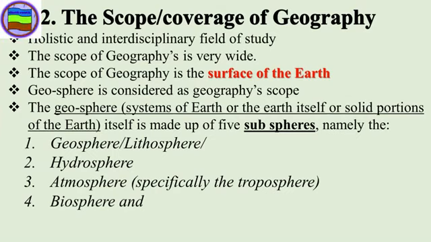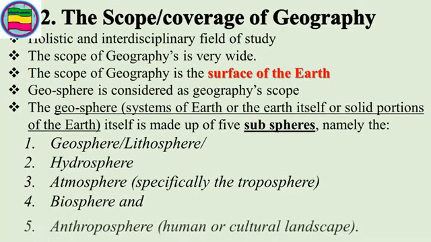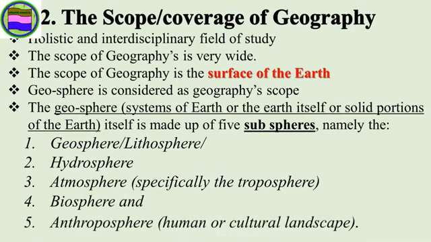And the last but not the least is the anthroposphere, which is known as the human or the cultural landscape. This is the domain of human activities and their built environment. Geographers explore the spatial patterns and processes related to the human population, such as settlement, urbanization, transportation networks, and economic activity. So this can be categorized as the anthroposphere, or the human or cultural landscape.